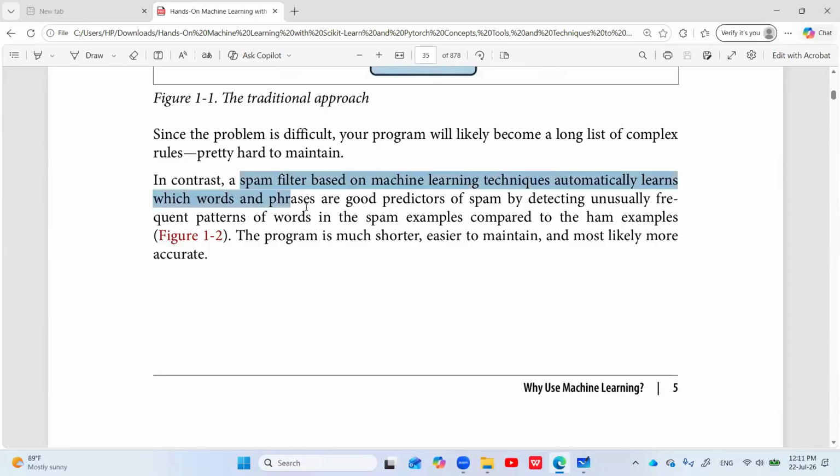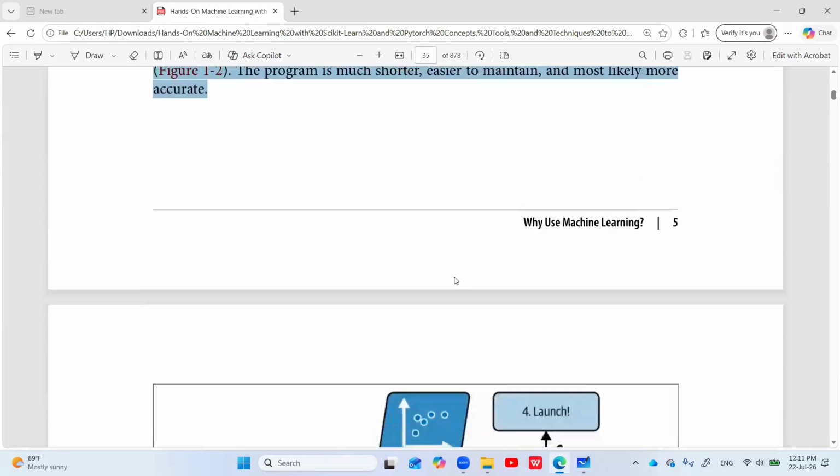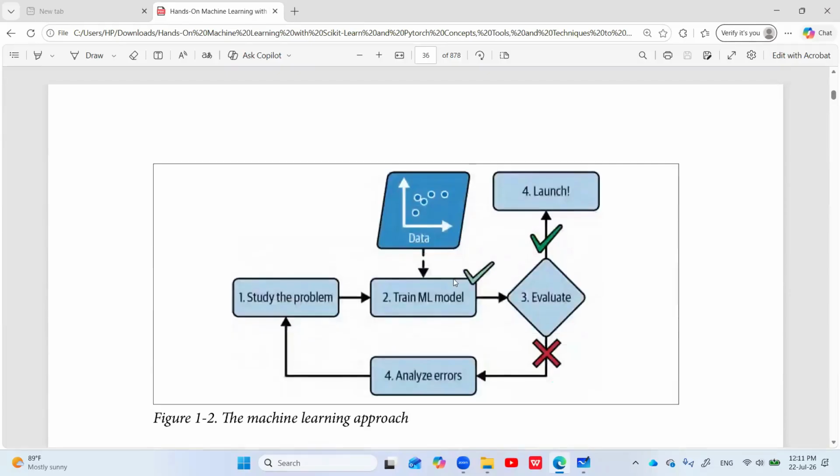In contrast, a spam filter based on machine learning techniques automatically learns which words and phrases are good predictors of spam by detecting unusually frequent patterns of words in spam emails compared to the ham examples. Okay, we'll move to Figure 1-2. In Figure 1-2, in machine learning, what will happen? It will study the problem, okay, and it will train a machine learning model.